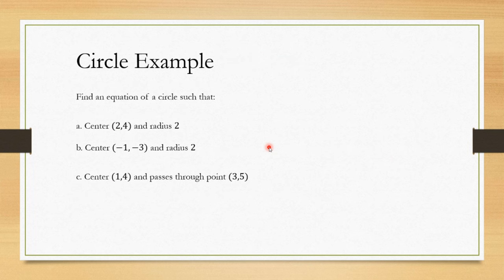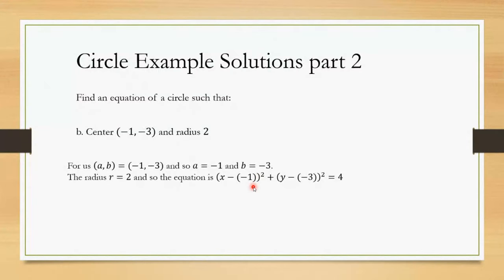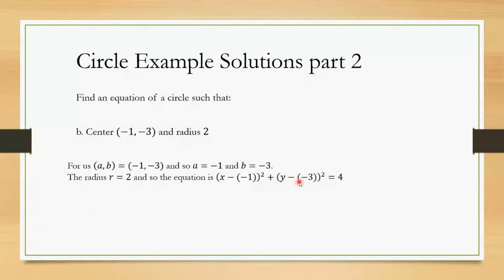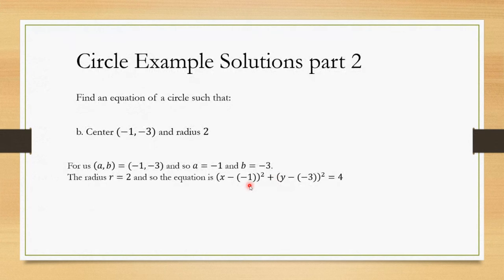For B, it's the same thing. The only thing you should get from B is that since the coordinates are negative, you're going to have x minus the negative, and that's not really the best way to write it. So it should be x plus 1, and same thing over here for y. It should be y plus 3. So again, it's x plus 1 and y plus 3.